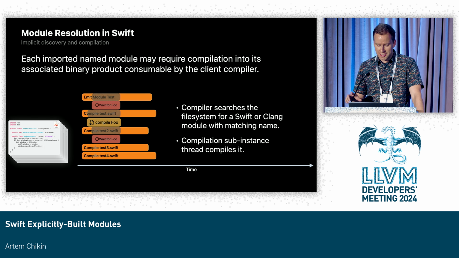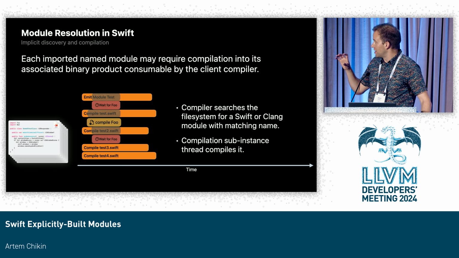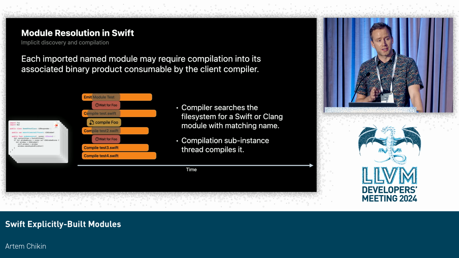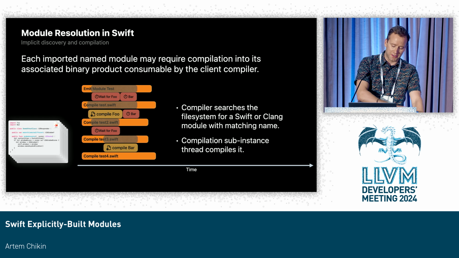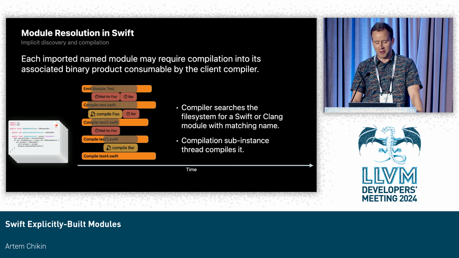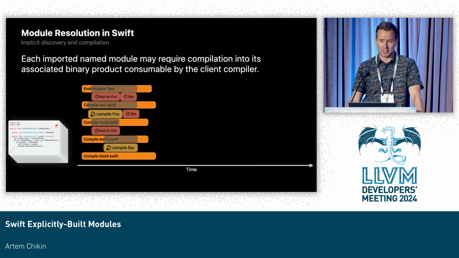Now, this process goes on and on and on. Emit module tasks will require all of your modular dependencies. They end up doing a lot of waiting. Eventually, some other source file compiler is going to encounter an import of bar. It's going to start a compilation. Other tasks are going to start depending on it. All of this gets very complicated very quickly.